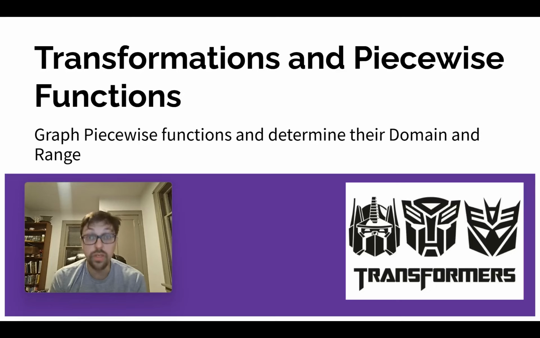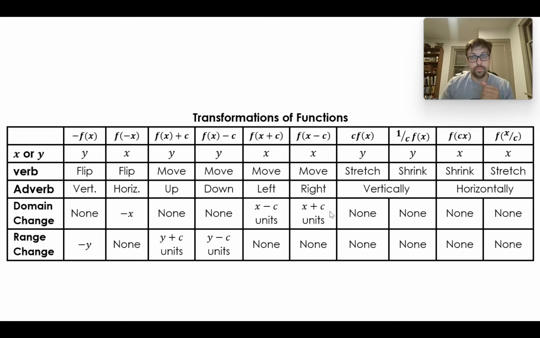Hi, in this video we're going to be talking about transformations and piecewise functions. There are three different types of transformations that can happen. There are the flips, which are these first two. There are slides that happen in these middle four, and then these last four are stretches and shrinks that can happen for our function. Now, all of these vary a little bit based on whether that transformation is outside of the function or inside of that function. So let's take a look at a few examples.